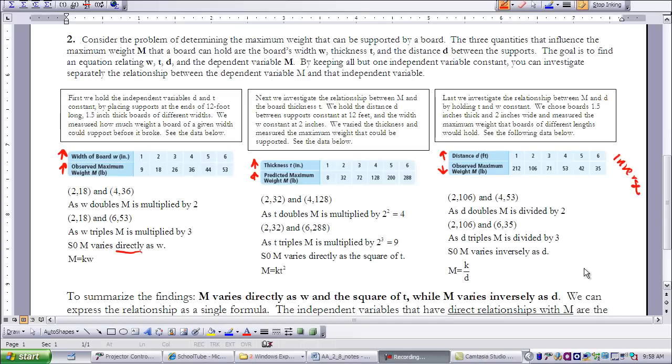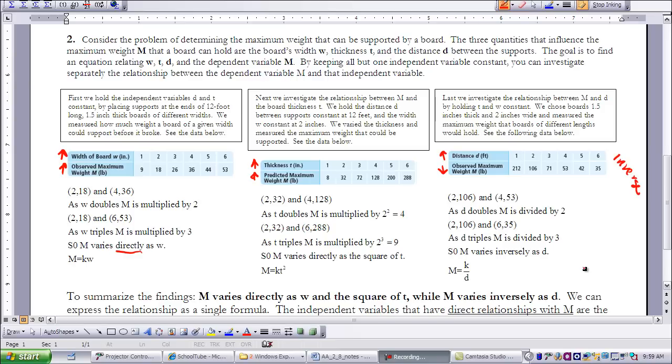Let's look at our second set of data that was collected. In this situation, we held the distance between the supports constant at 12 feet again, but this time the width was held constant at 2 inches, and we varied the thickness of the board. So once again, as I look at the data, both the independent and the dependent variables are increasing. But now I need to see if it's a direct or a direct square relationship.